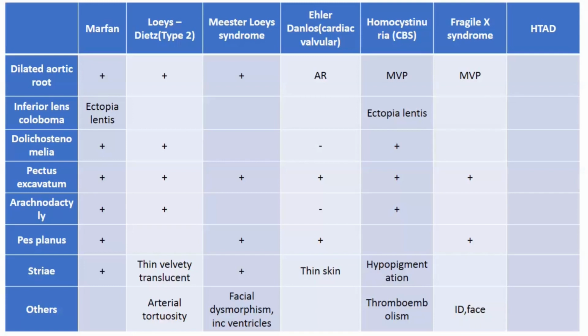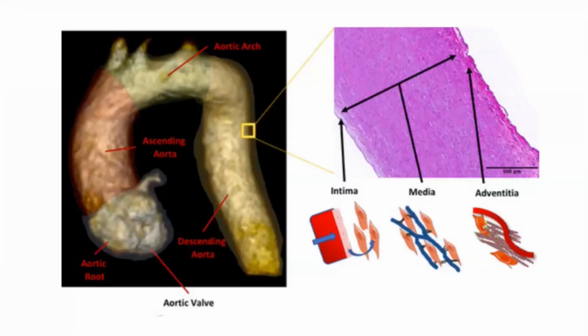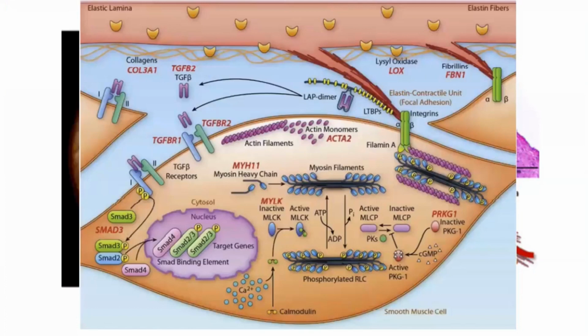So HTAD may be isolated or it could be syndromic, as seen in Marfan's and other disorders. So how does it form? This is just basically to show you where the media is and what various genes are involved. The most important thing to see here is this TGF-beta1 gene. So why is that important?